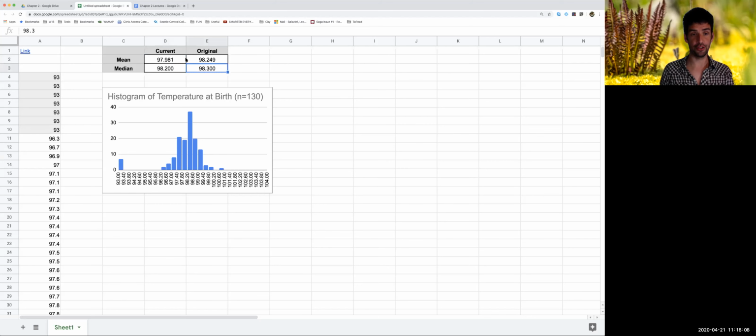So again, here are the originals, and this column E shows the original mean and median, and here we see the current values after putting in this new data, and we see there's a much bigger effect on the mean. Let's try going in the other direction. Let's add in some temperatures of 104.